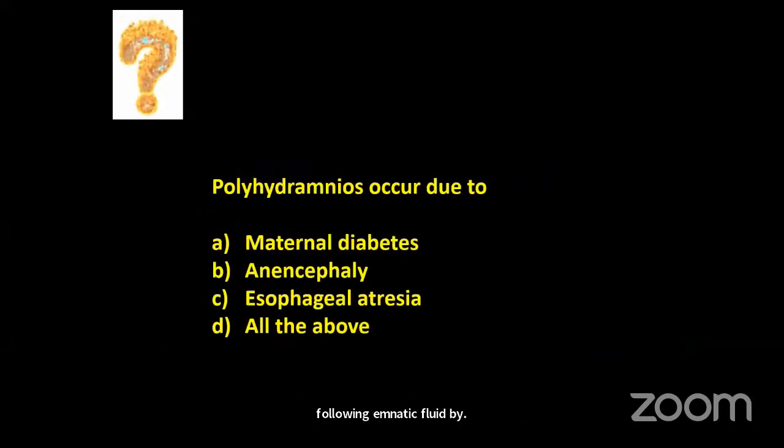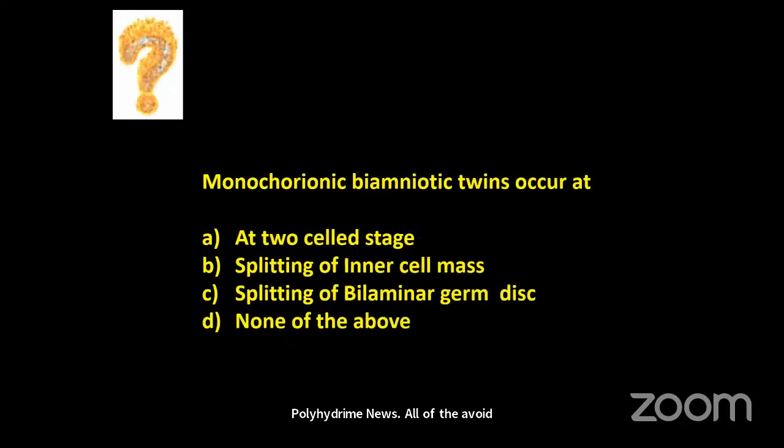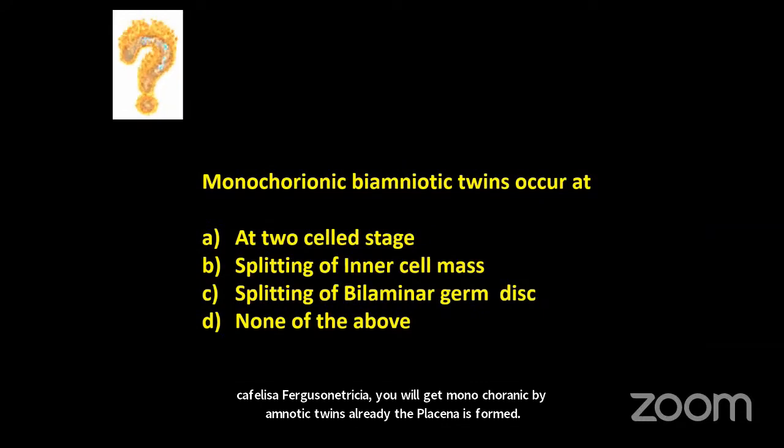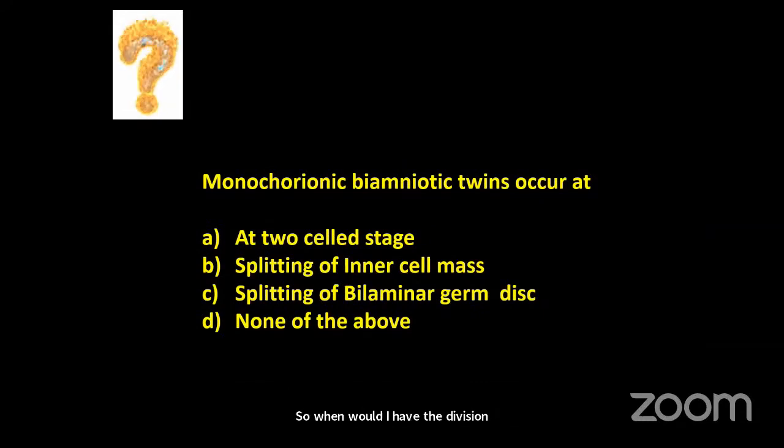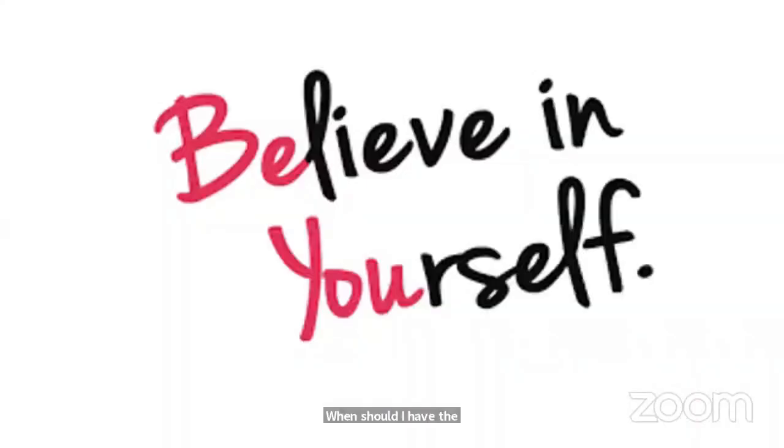Polyhydramnios occurs due to: maternal diabetes, anencephaly, esophageal atresia, all of the above. In monochorionic biamniotic twins, already the placenta is formed. So when would the division have occurred? Two cell stage, splitting of inner cell mass, splitting of bilaminar germ disc. When should the division have occurred? Very good, splitting of inner cell mass.